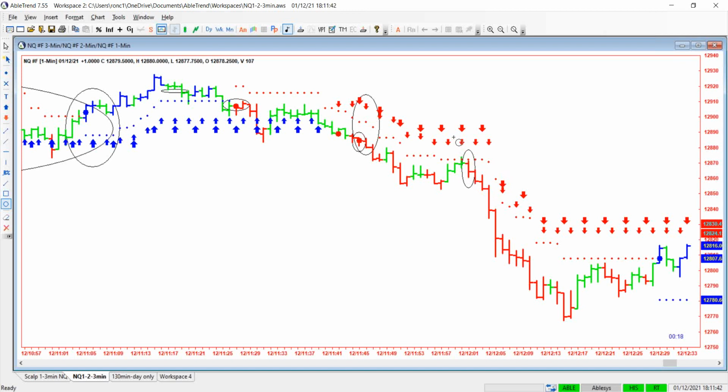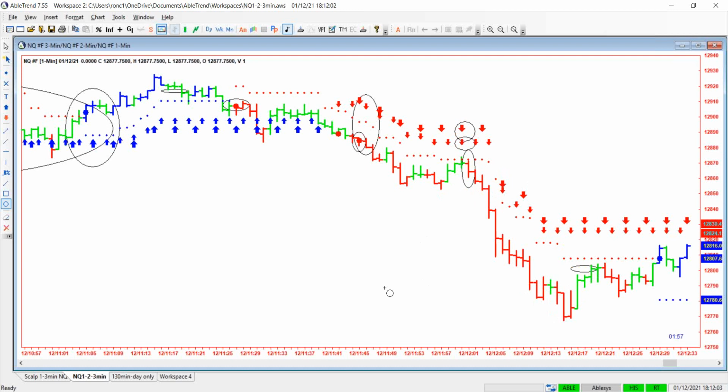Red bar, red dot, red 2 minute, red 3 minute sell signal. I mean, it just doesn't get any better than that. That is just a massive amount of Able trend indicators all coming through together and saying to short it at the same time. There's the 2 greens. We got stopped out a minute later. And from there to there, it was a 100-point winner.